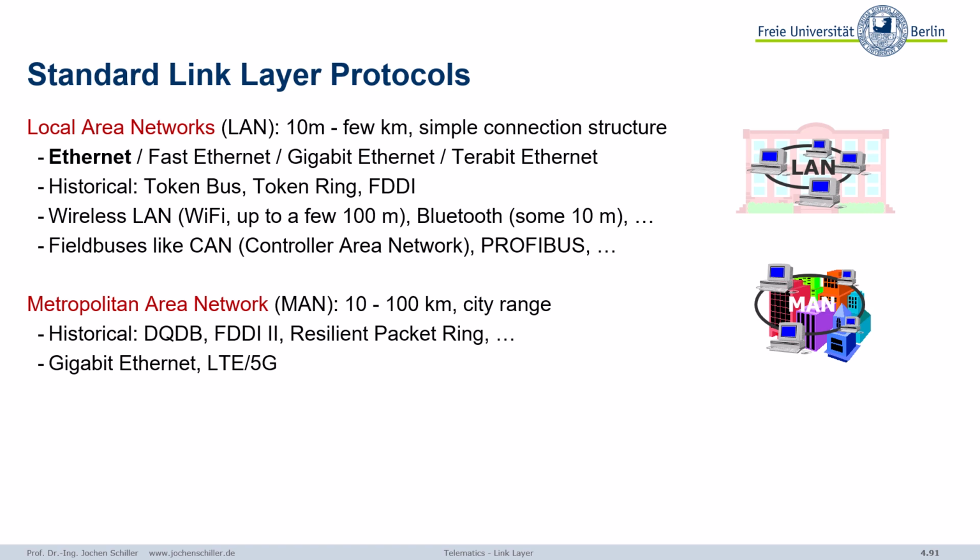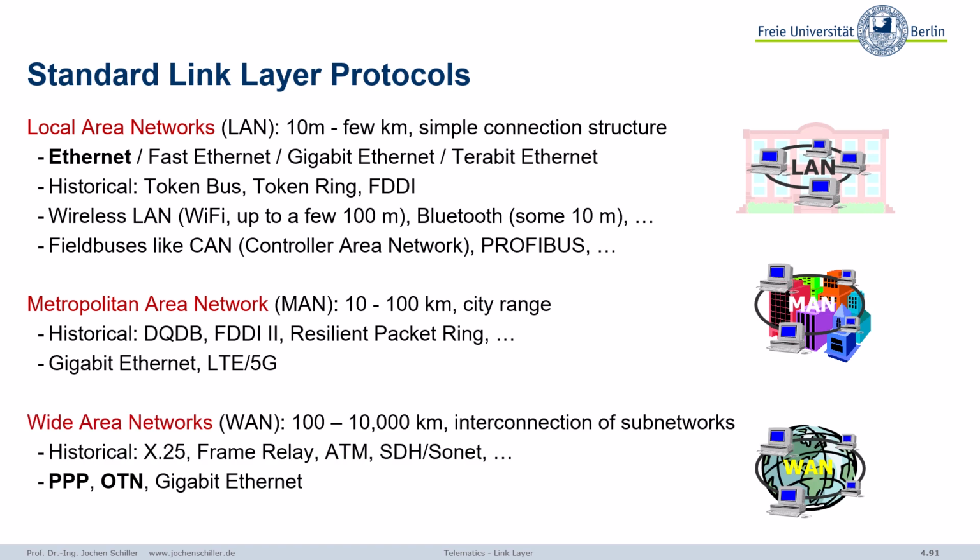For mid-sized networks, metropolitan area networks covering whole cities, well, there were also historically many different other technologies. In the end, today, what do we see? We have, again, Ethernet, and also in the wireless domain, we have, for example, LTE 5G networks. And for wide area networks, so the networks connecting continents, cross countries, interconnection of subnetworks, historically there were also many different technologies. Today, we also have Ethernet, and we'll have a closer look at PPP, point-to-point protocol, and optical transport networks, OTN. So you see here in boldface, Ethernet, PPP, OTN, these will be the topics here.